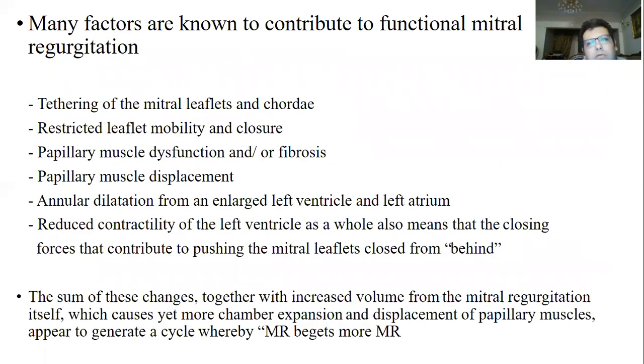Many factors are known to contribute to functional mitral regurgitation: tethering of the mitral leaflets and the chordae, restricted leaflet mobility and closure, papillary muscle dysfunction and/or fibrosis, papillary muscle displacement, annular dilatation from an enlarged left ventricle and left atrium. Reduced contractility of the left ventricle as a whole also means that the closing forces that contribute to pushing the mitral leaflets closed from behind are reduced. The sum of these changes, together with increased volume from the mitral regurgitation itself, which causes more chamber expansion and displacement of papillary muscle, appears to generate a cycle, so mitral regurgitation begets more mitral regurgitation.